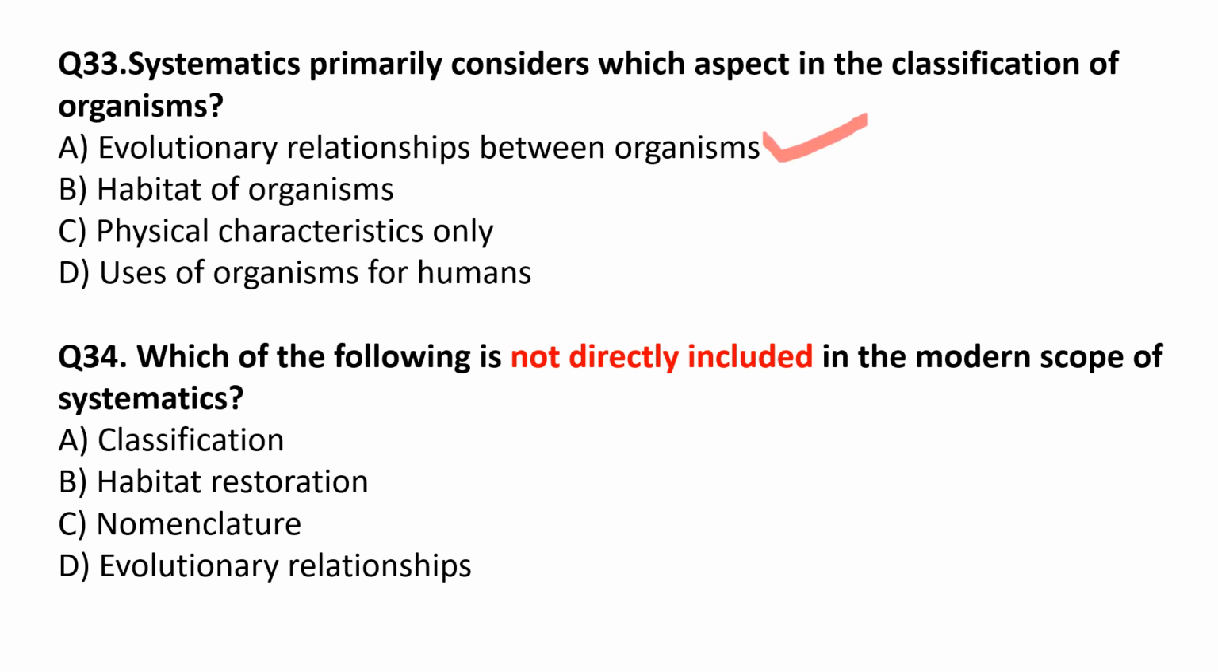Which of the following is not directly included in the modern scope of systematics? Habitat restoration is not included. The other three, classification, nomenclature, and evolutionary relationship, are directly included in the modern scope of systematics, but not habitat restoration. The question is "not directly included." Keep it in mind.